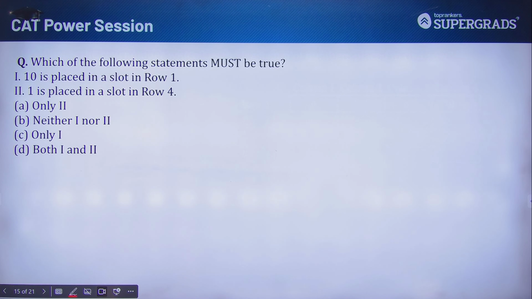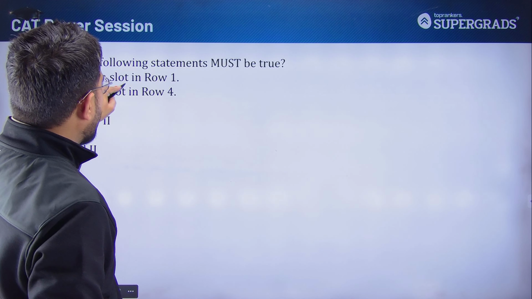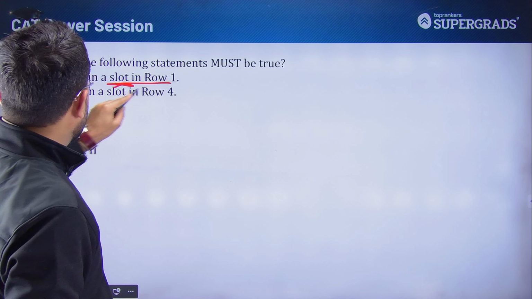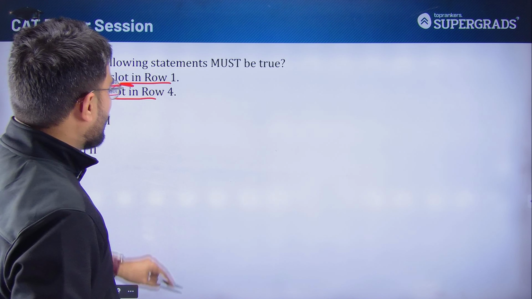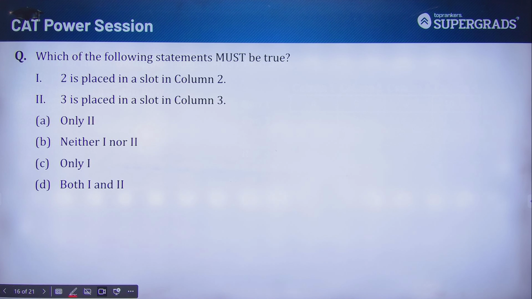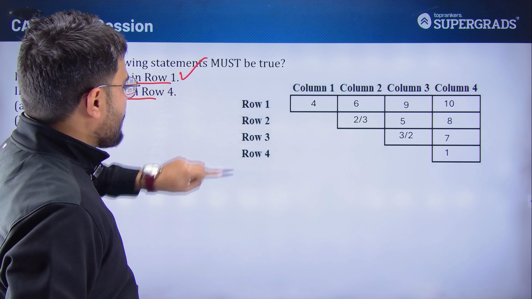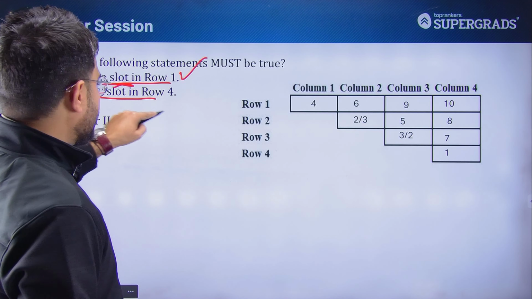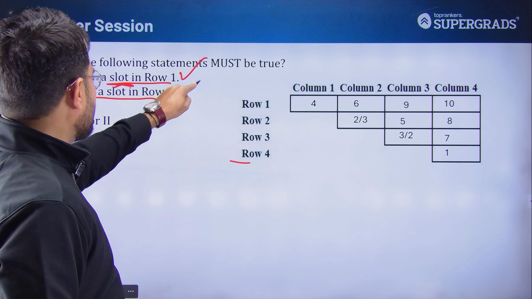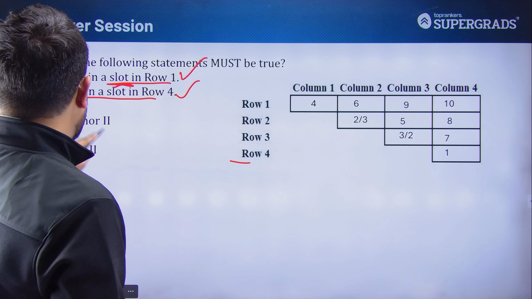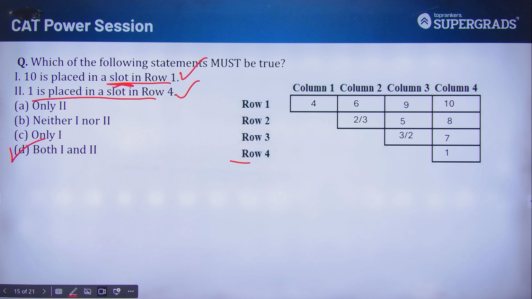Which of the following statements must be true? 10 is placed in a slot in row 1. 1 is placed in a slot in row 4. Let's look at this. 10 is placed in row 1. Absolutely correct. 1 is placed in row 4. This is also absolutely correct. So the answer is both 1 and 2 are correct. Answer is D, Delhi.